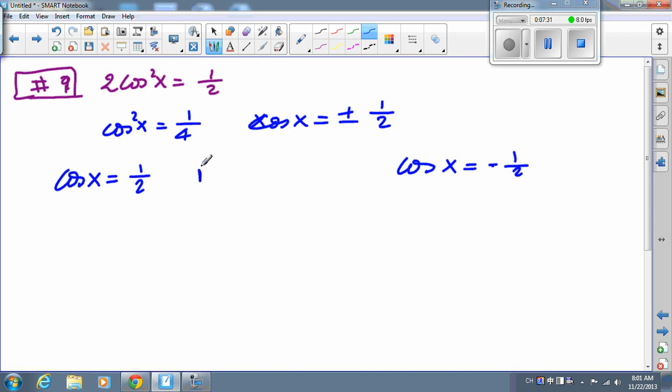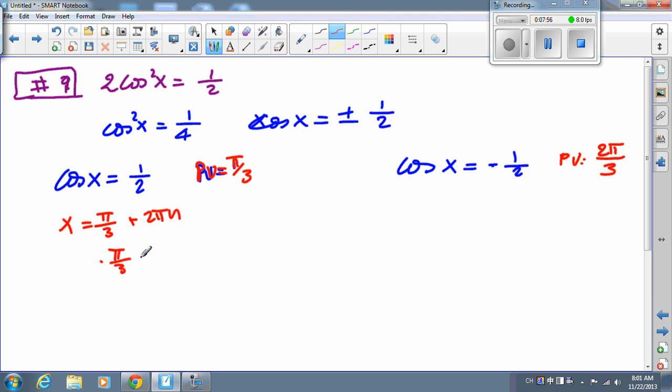Well, the adjacent is 1, so the PV here, since we're talking about x, is equal to pi over 3. And here the PV being negative is equal to not pi over 3, but 2 pi over 3. Where x is equal to pi over 3 plus 2 pi n, and the other one is negative pi over 3 plus 2 pi n. And this one will be 2 pi over 3 plus 2 pi n, and negative 2 pi over 3 plus 2 pi n.